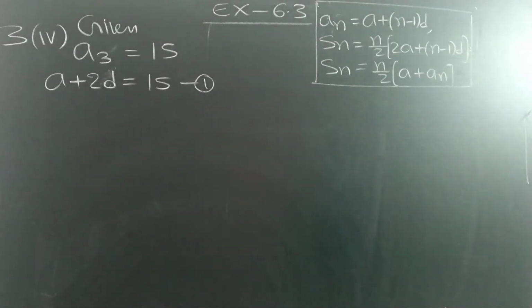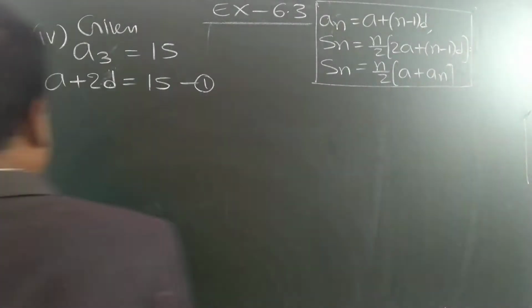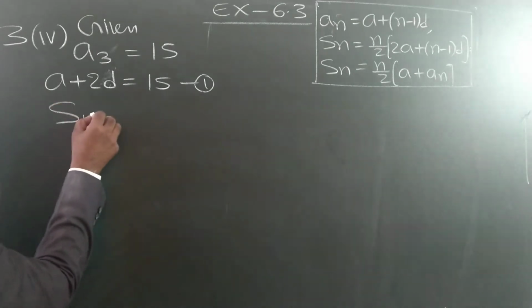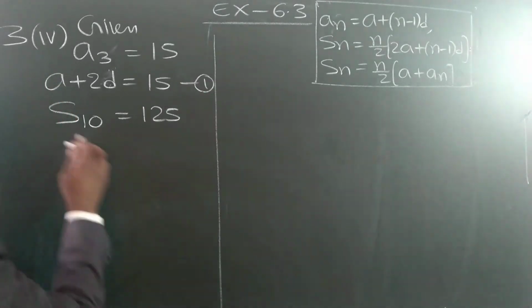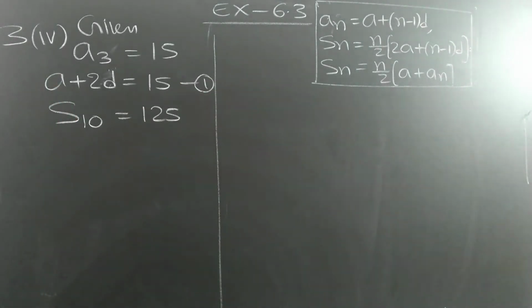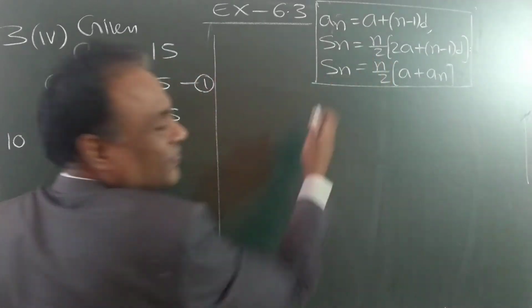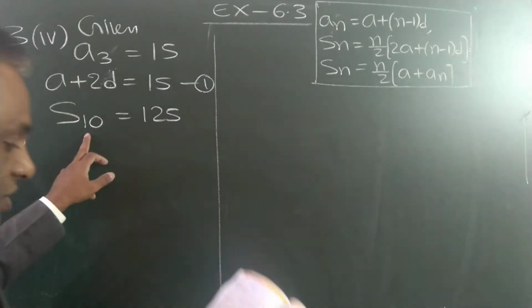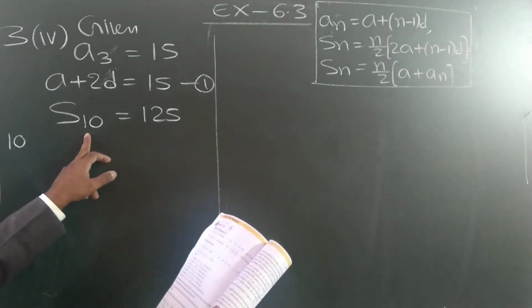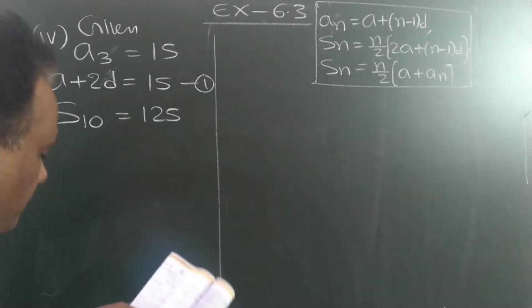Students, S10 is equal to 125. Check it. S10 is equal to 125 is given. S10 formula, yes, the Sn formula. See, the second formula. And what is the question? Find a10.